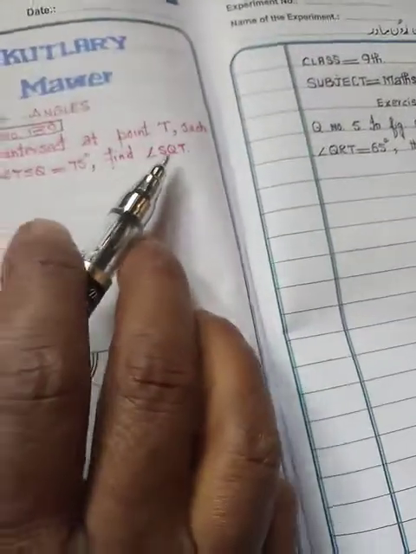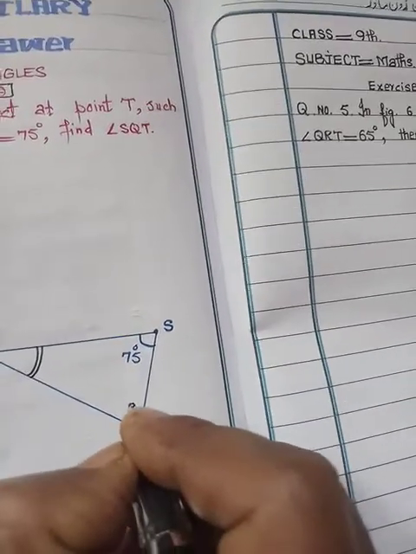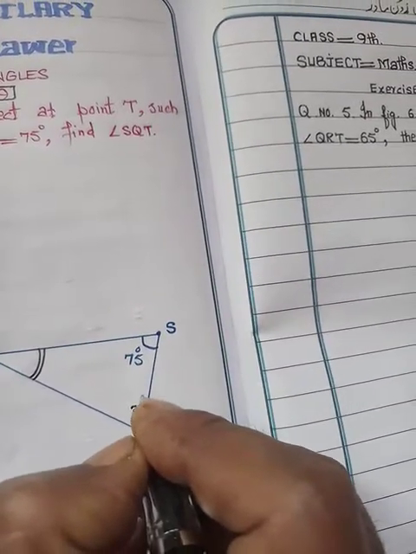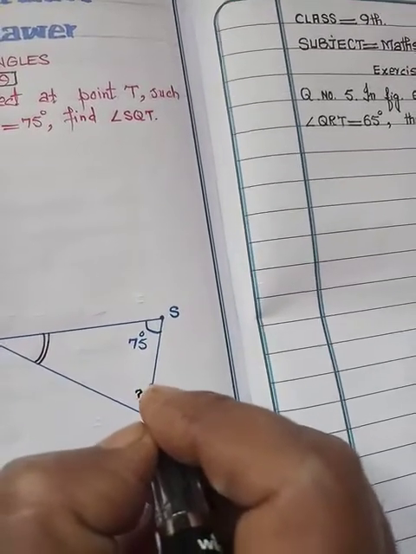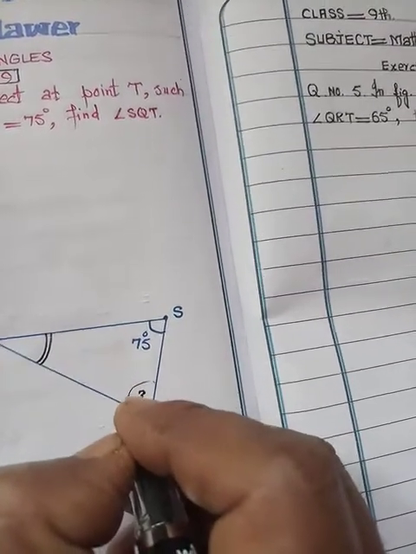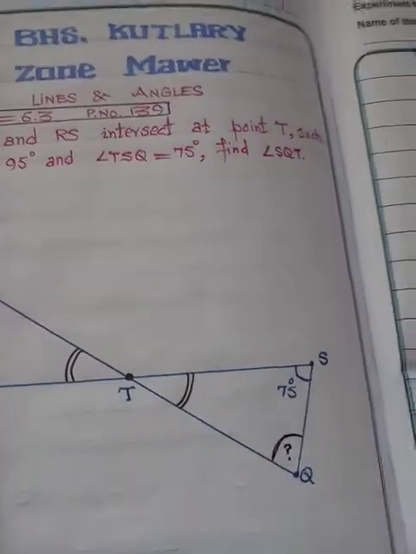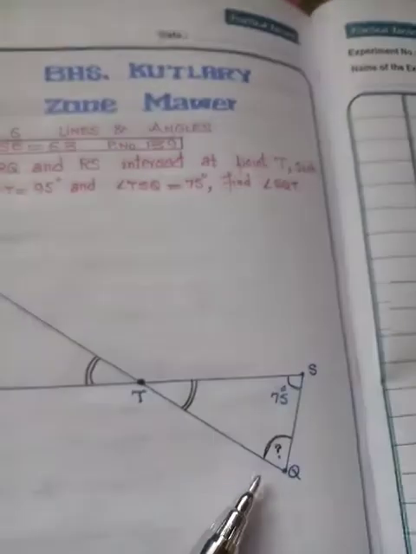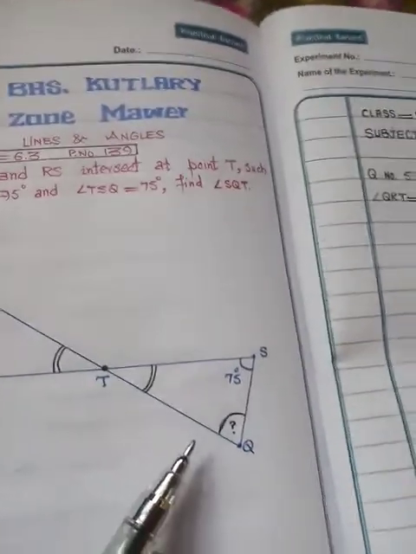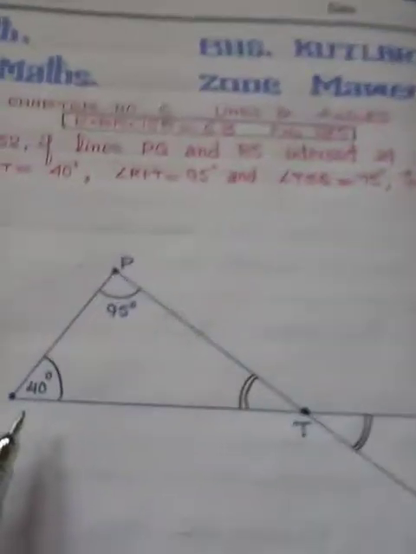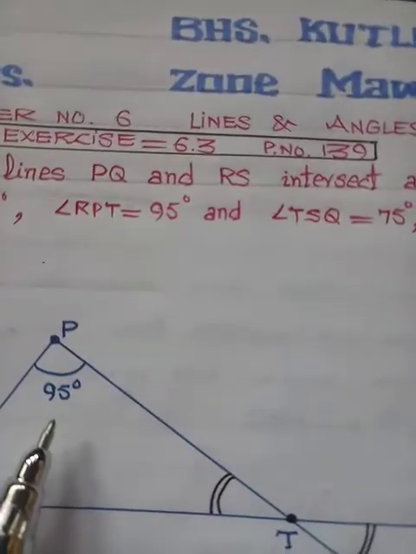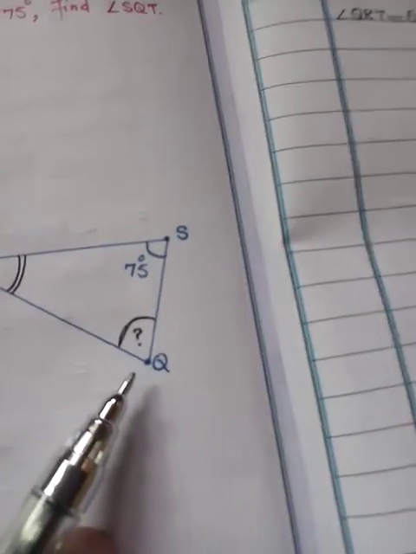We have to find angle SQT, this angle, which is marked with the question mark. We have to find the degree measure of this angle SQT. This is the question. I will repeat again. Actually, the question is this figure. PQ and RS, these two line segments intersect each other at T, and this angle is equal to 40 degrees, and this is equal to 95 degrees, and this is equal to 75 degrees. We have to determine the value of angle Q, right?